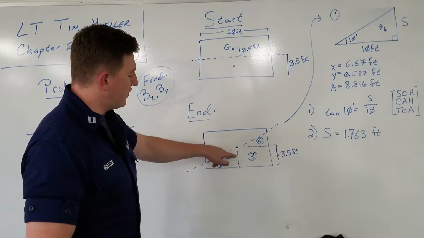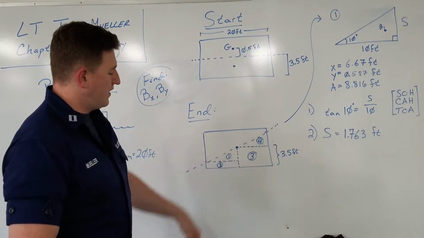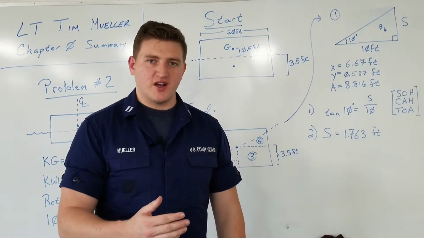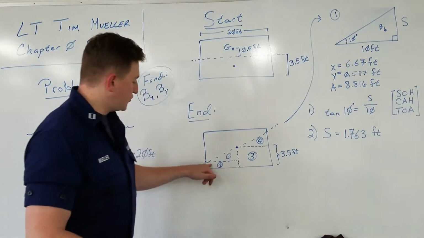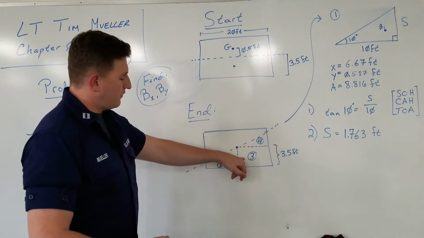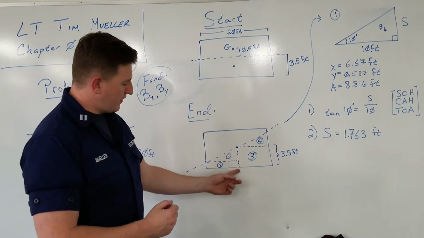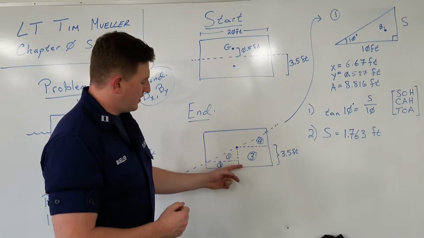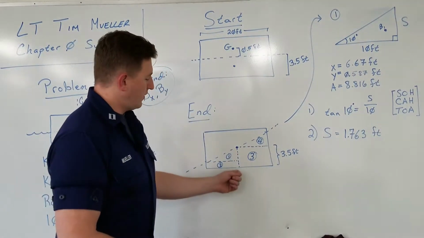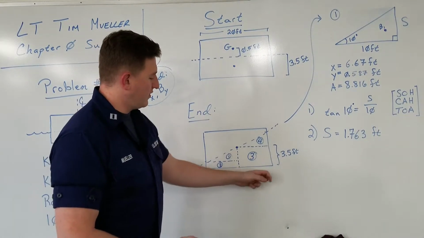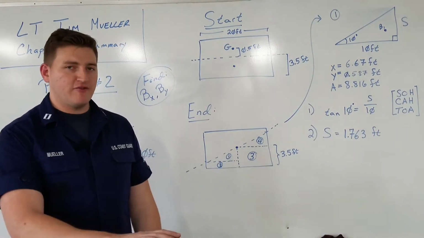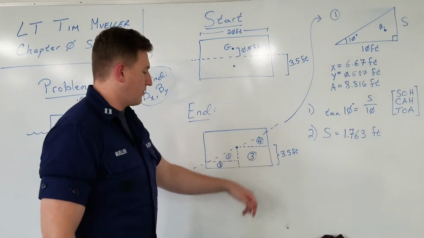However, we do know that this is 3.5. And we'll see in a second that we do have enough information to find everything about this triangle and thus this shape number 2 rectangle. And that's all over there. But for number 3, we know that it goes from the axis of rotation all the way down to the keel. We know that's 3.5 feet. We also know it goes all the way from the center line of the ship to the end. So we know that's 10 feet. So we have everything that we need to solve for shape number 3.